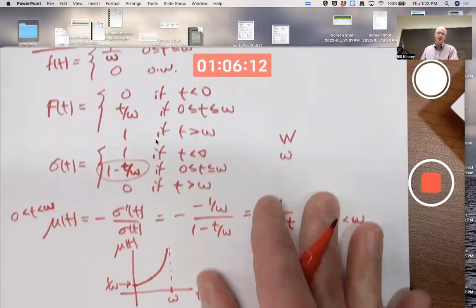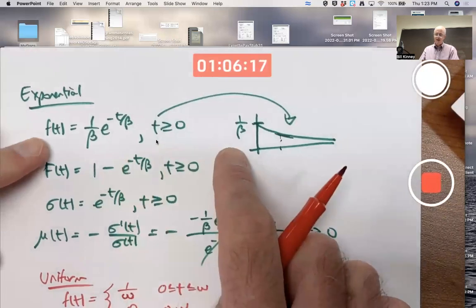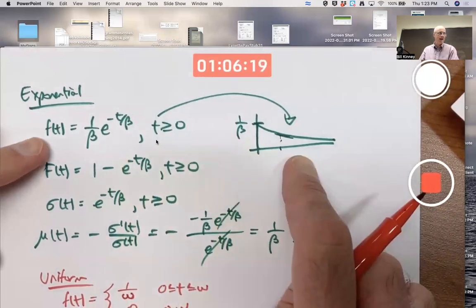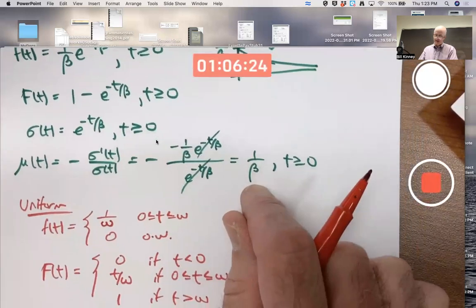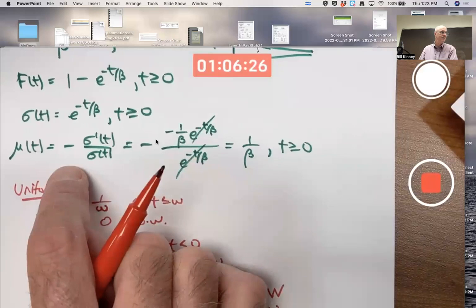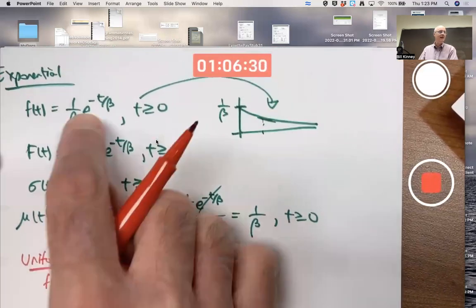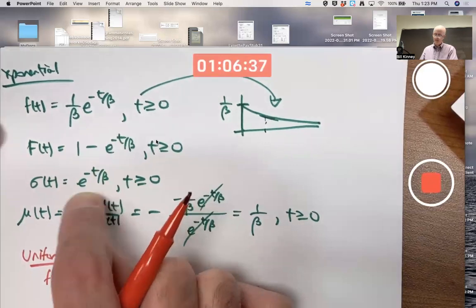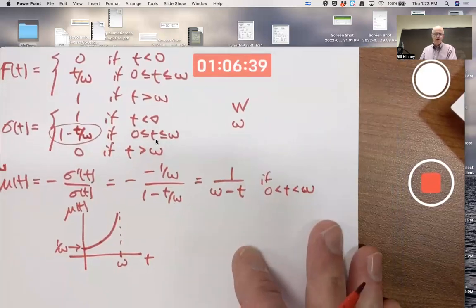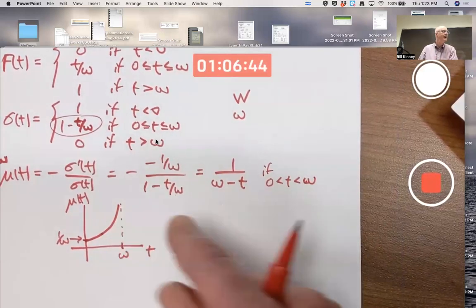Actually, back up here, I was just realizing, I graphed the PDF and I said it's got a constant relative rate of decay. But 1 over beta is not what that constant relative rate of decay is, because mu is measuring the constant relative rate of decay of the survival function, not the PDF. But the survival function is exponential decay as well. The force of mortality goes to infinity as t approaches omega.